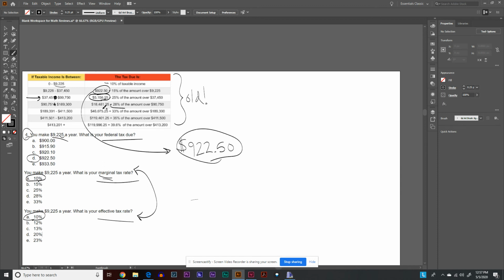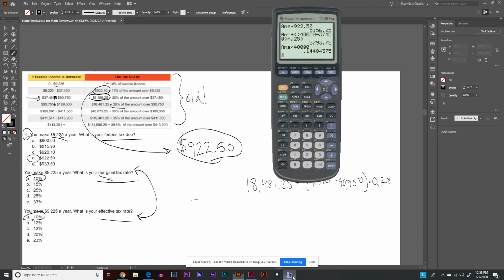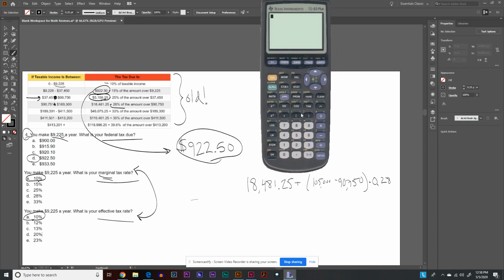I'm not going to run through those calculations like we did last time and say that this amount is just going to be $18,481.25 plus the amount over $90,750, right? So that's going to be $105,000 minus $90,750, and that's going to be multiplied by the 28% there. So let's just create a very similar setup to the one that we had before.